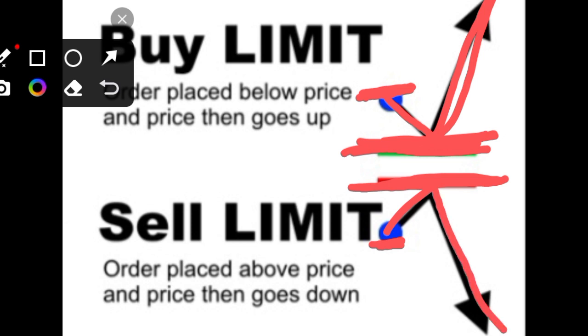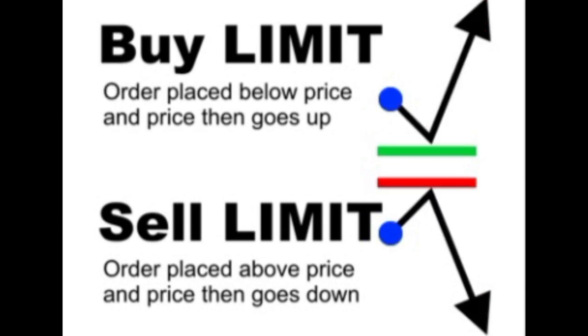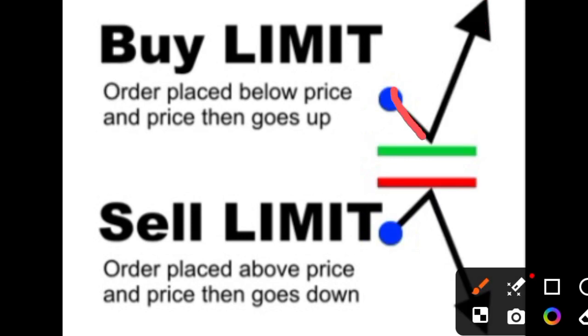down. But let's say price gets to this zone and then keeps going up, you're going to be in a loss. So that's pretty much it. And also for the buy limit, if price comes here, gets triggered and doesn't go up but rather keeps on coming down, you're going to be in a loss. So that's pretty much it, guys. I hope you guys understand.